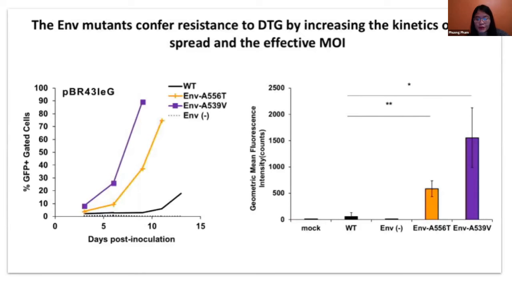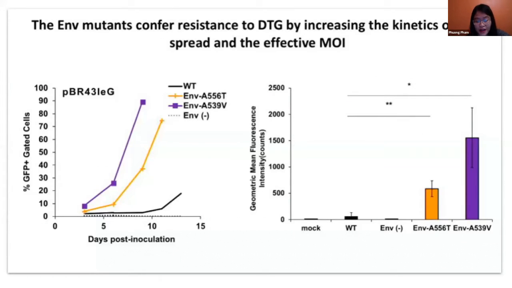So in order to determine the mechanism of resistance of these ENV mutants to dolutegravir, we also utilized a GFP reporter virus, which allows us to quantify replication kinetics as a function of viral gene expression by measuring the percent GFP-positive cells over time. In this experiment, we show that the two ENV mutants exhibit accelerated replication kinetics as compared to wild type. With this study, we also noticed that at days of peak replication, the two ENV mutants contain a higher percentage of GFP-positive cells as compared to wild type.